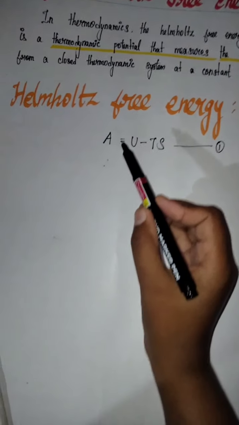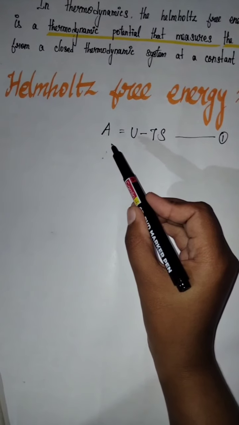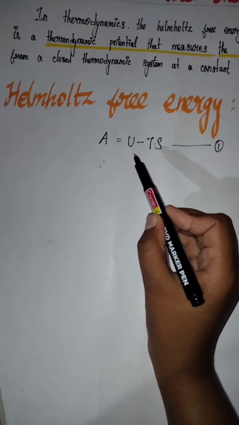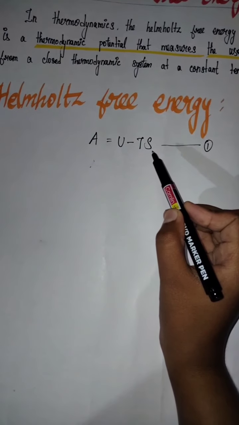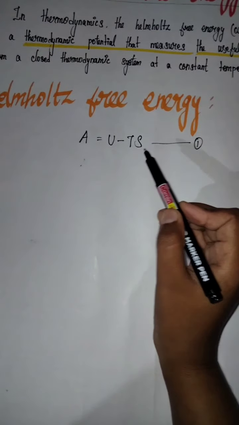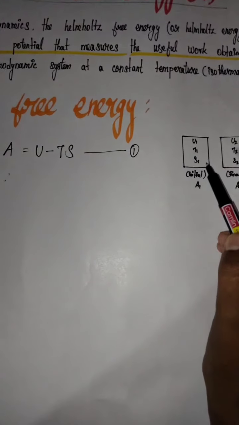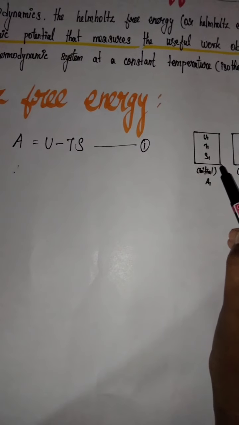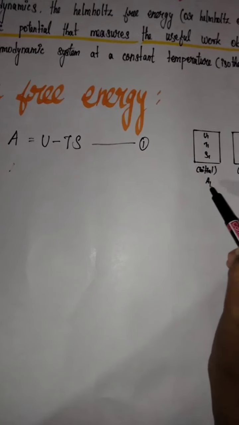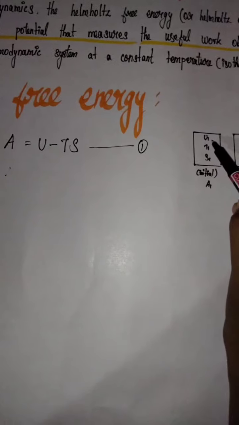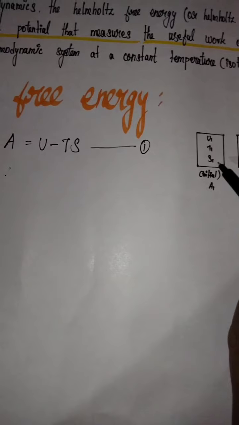The equation is A equals U minus TS, where A is Helmholtz free energy, U is the internal energy of the system, T is the temperature of the system, and S is the entropy of the system. Take this as equation number 1. Now consider this as a closed system in an initial state, and mark it as A1. In A1, the internal energy of the system is U1, temperature is T1, and entropy of the system is S1.